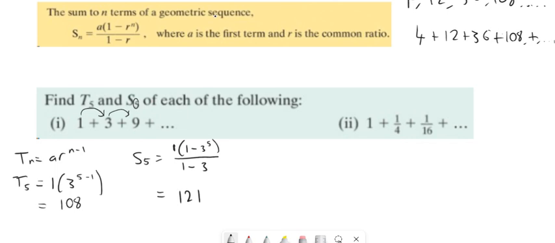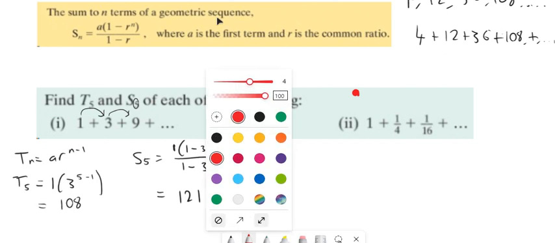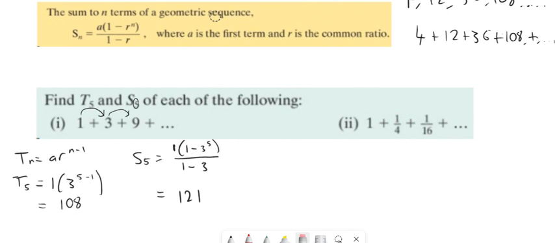So we should get 121. For the second one, always first see what your A is and what your R is for the sequence before you start. It was easier in the first one, but here we go: 1, a quarter, then 1/16. So it has to be 1 as the first term. For R, what's happening each time is you're multiplying by 1 over 4. To get from 1 to 1 over 4, you multiply by 1 over 4, and to get from 1 over 4 to 1 over 16, again you multiply by 1 over 4. So that's our general term.